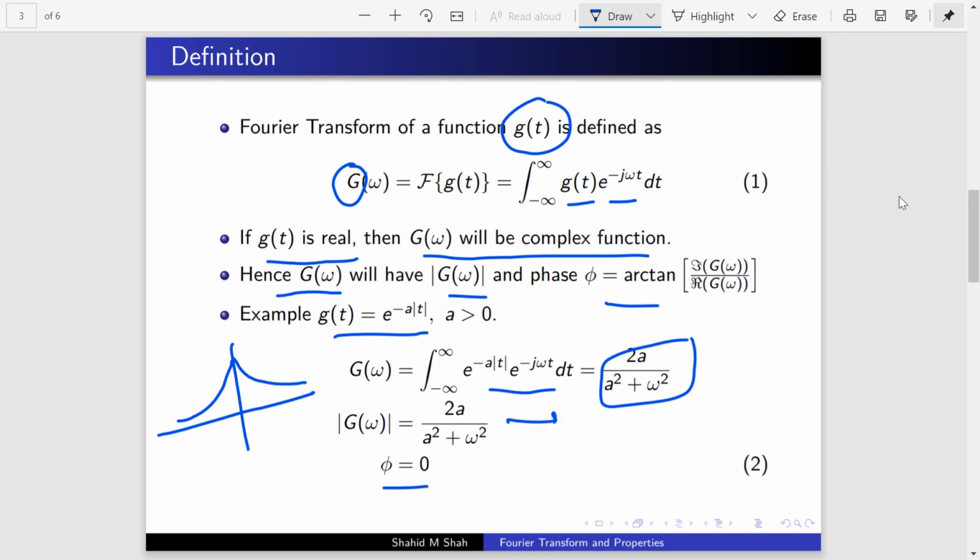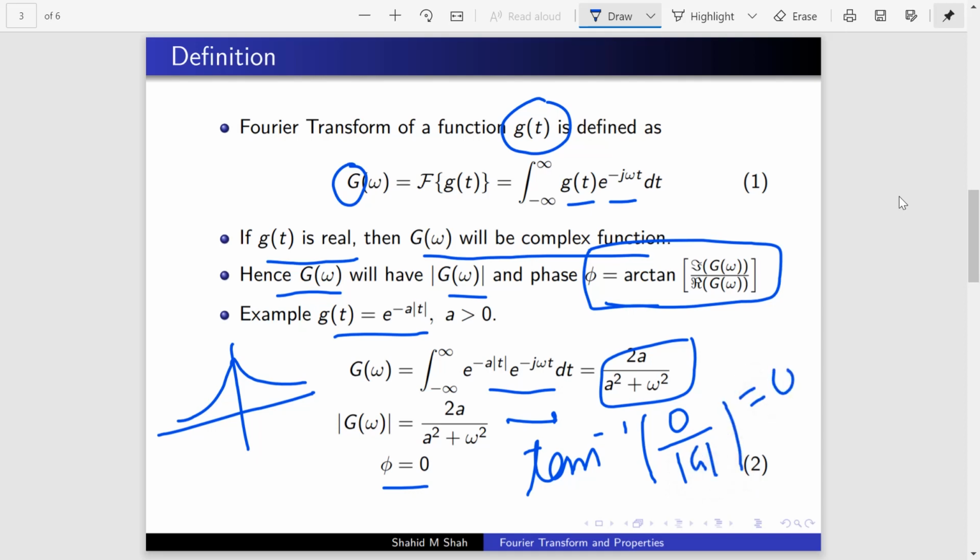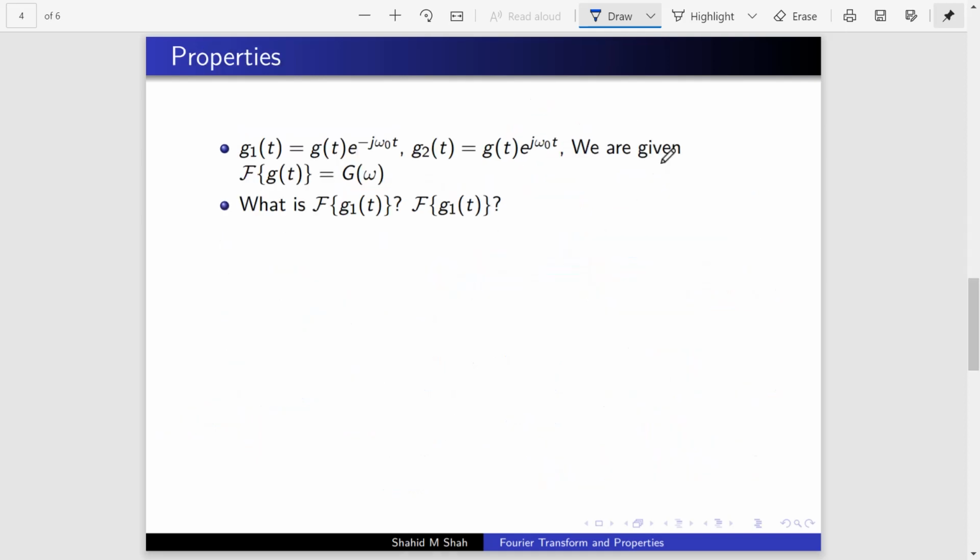Its phase is 0. Why? Because you see the phase is defined as tan inverse of imaginary part by real part. So imaginary part is 0. So it is tan inverse of 0 divided by real part. Okay, so that is this whole 2a divided by a square plus omega square, whatever. So divided by this mod of G omega, which is 0. So its phase is 0. Okay, now I would like to give a graphical demonstration later. Now I will first try to show you one important property which is very useful from communication point of view.